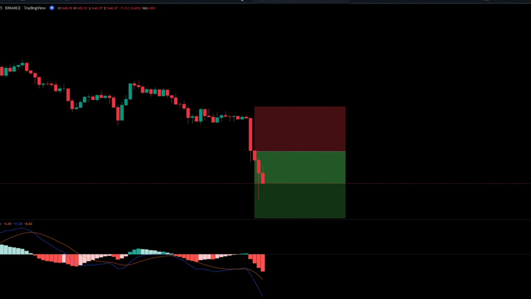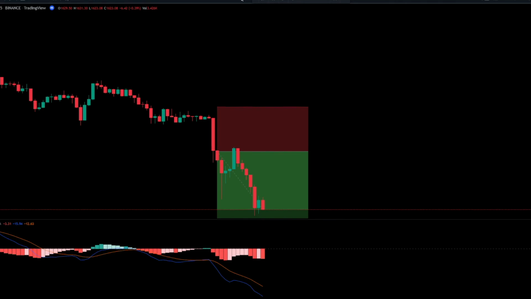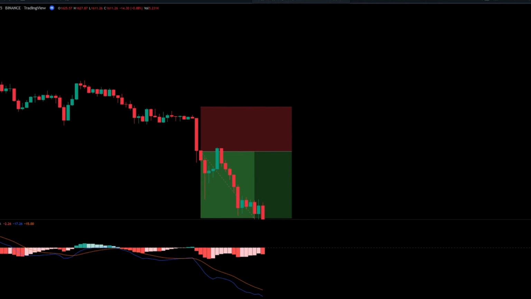Let's see how this trade goes. After a while it hits our target.